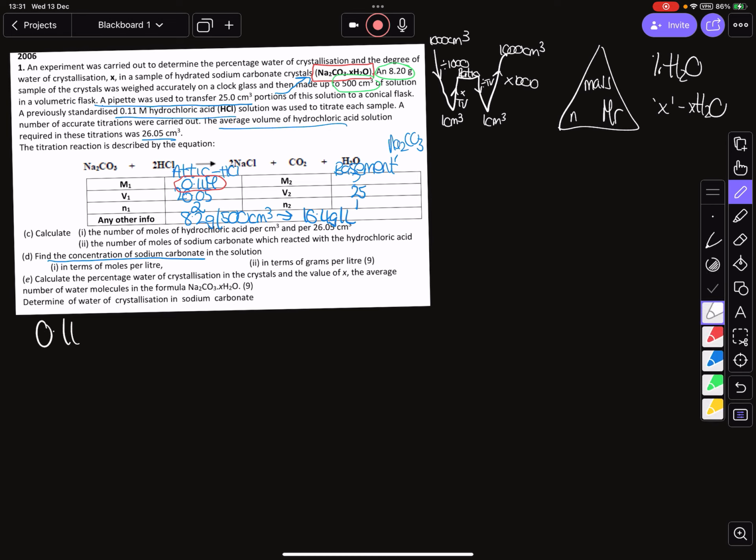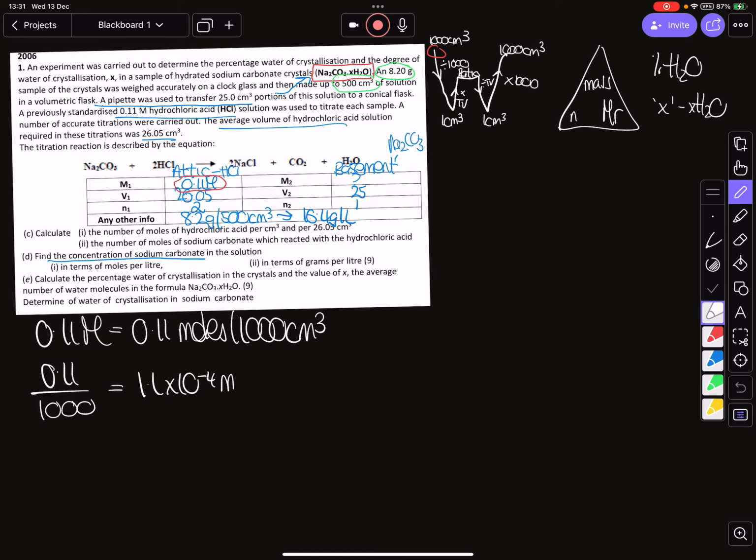Always start by telling what 0.11 big M means. It means 0.11 moles in 1,000 centimeters cubed. This is this point of our W. So the first instruction is we're going to divide 0.11 by 1,000. So when we do that, we're going to get 1.1 by 10 to the minus 4 moles, and that's in a centimeter cubed. So that's brought us to this part of our W.